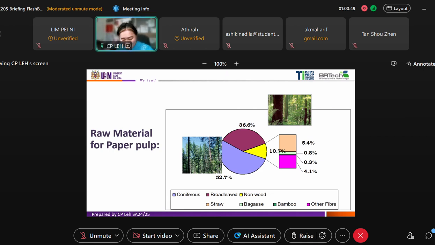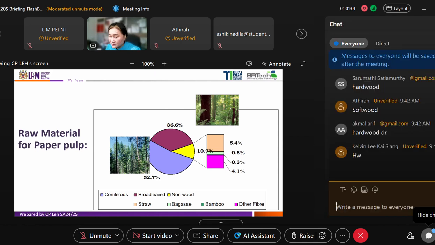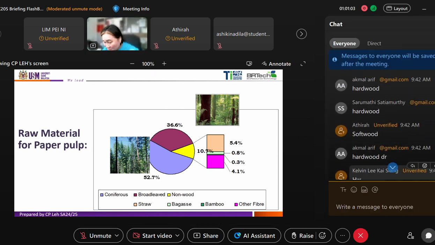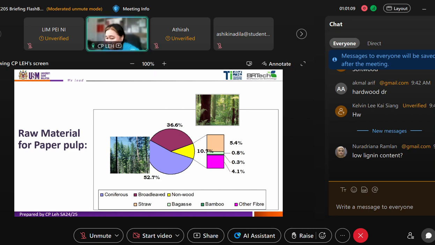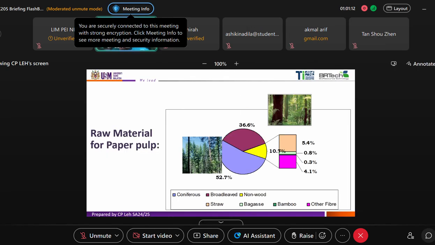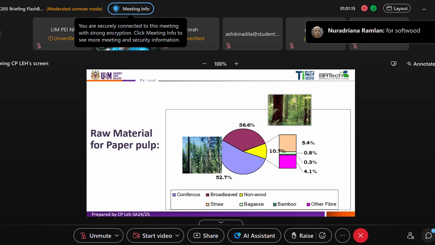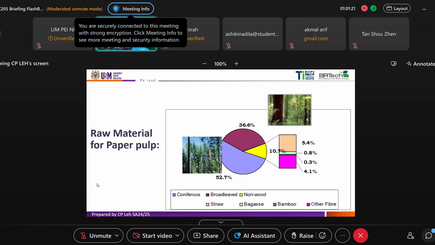Okay, you can relate back to the answer given by Dylan just now. Dylan, do you want to continue your answer? Just now your answer, low lignin content? Low lignin content for what? Hardwood or softwood? Softwood is okay. So just now Dylan said higher lignin content is softwood. Am I right, Dylan? Is that your answer? Yes, doctor.